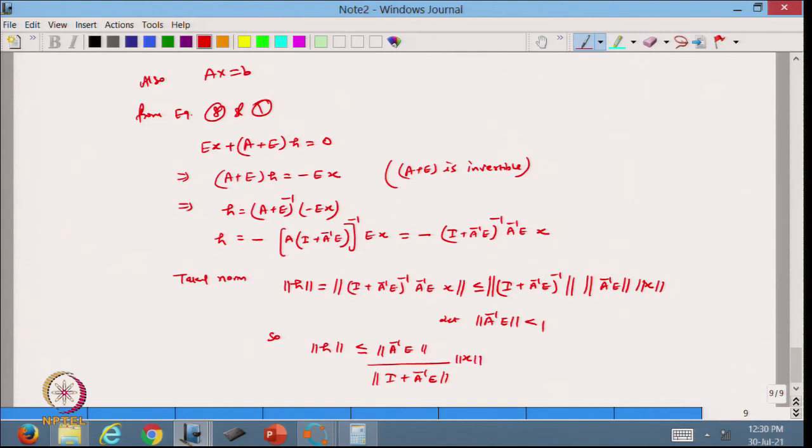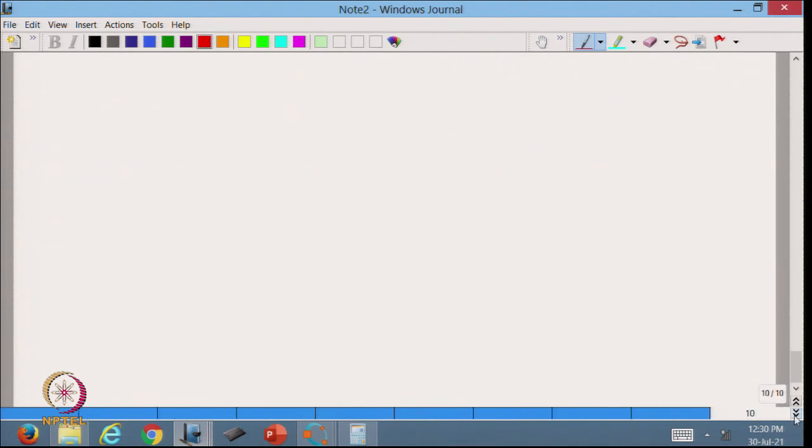Now, how are we getting this value? Actually, we are going to make use of this result. If S is a matrix and the norm of S is less than 1 and I plus S is non-singular, then the norm of (I plus S) inverse is always less than or equal to 1 over 1 minus the norm of S.